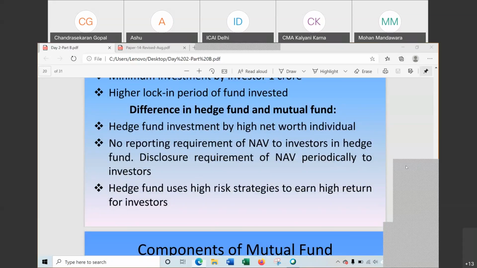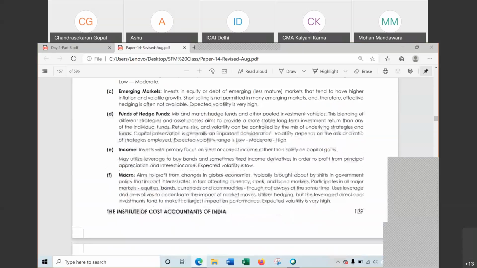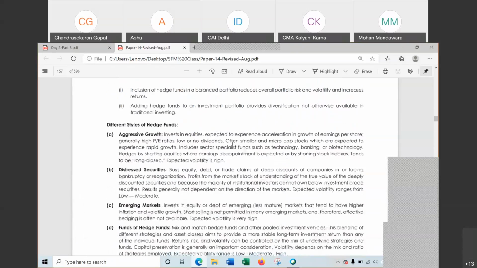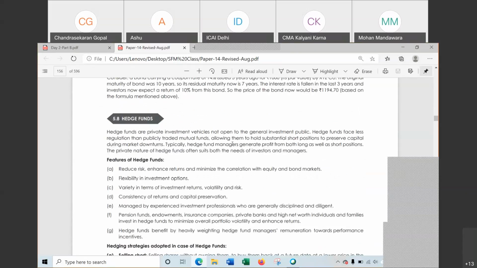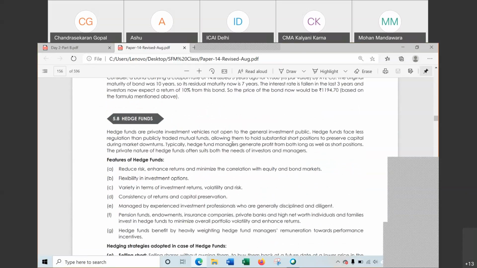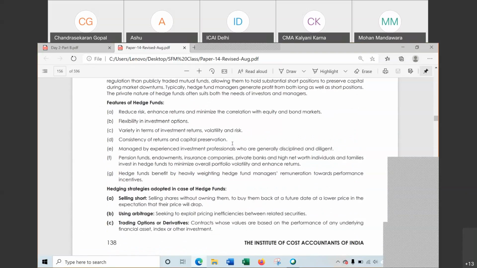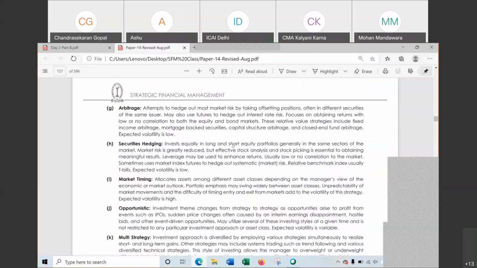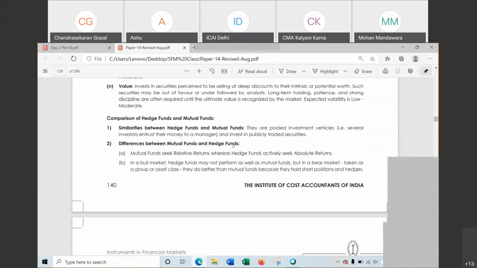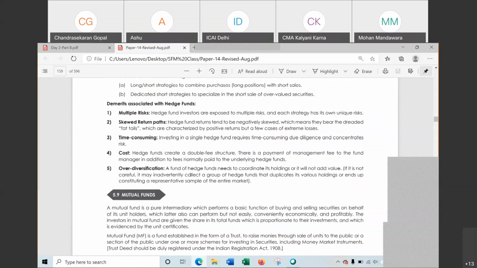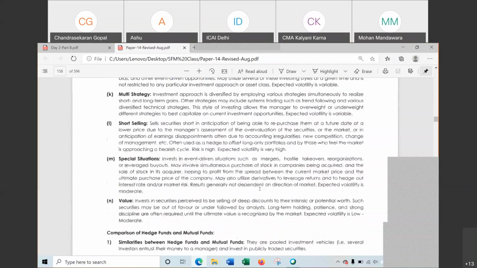Lock-in period of hedge fund, I'll have to check the lock-in period. What is the minimum general lock-in period? The lock-in period was not mentioned. Only it is written that it is a high lock-in period. The time period for the lock-in is not mentioned in the book.